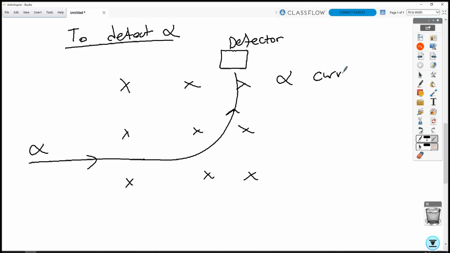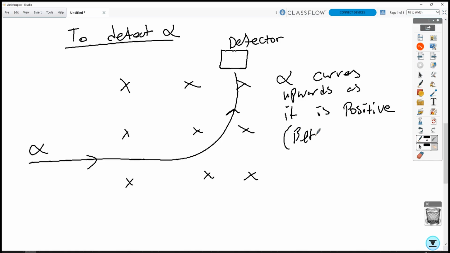So alpha curves upwards as it is positive. And I'll put in brackets here, beta would curve down.